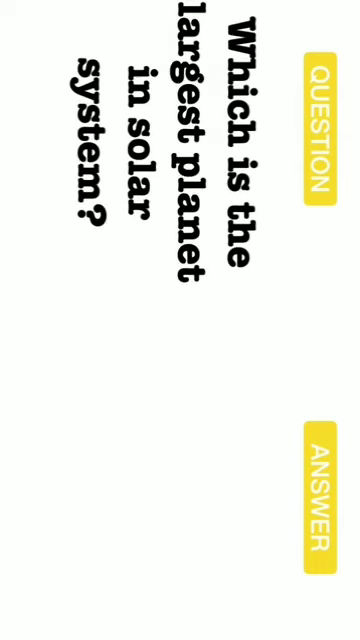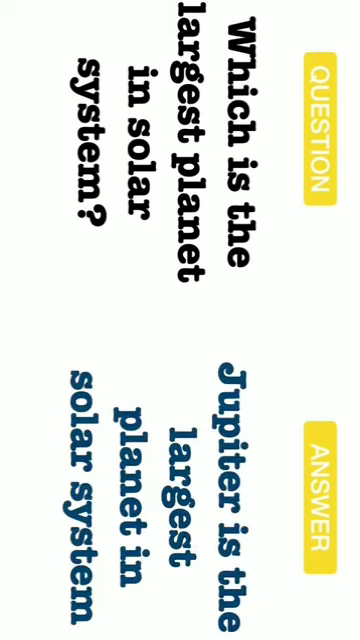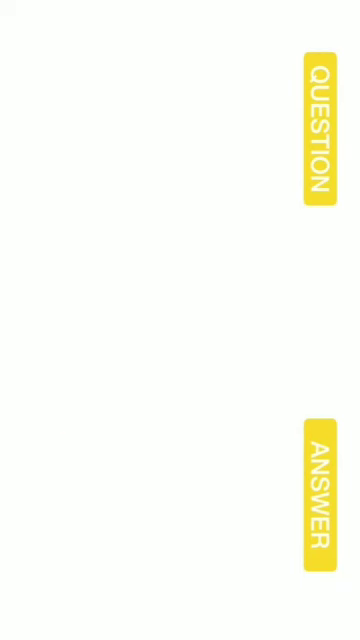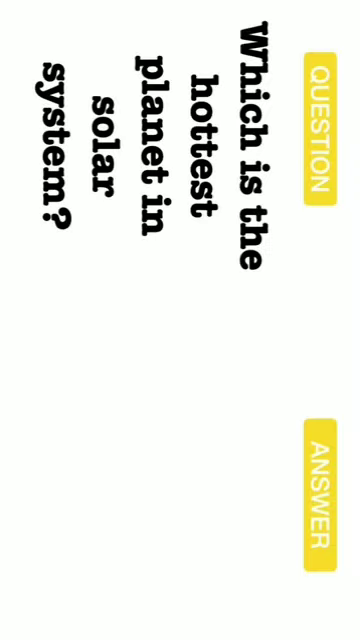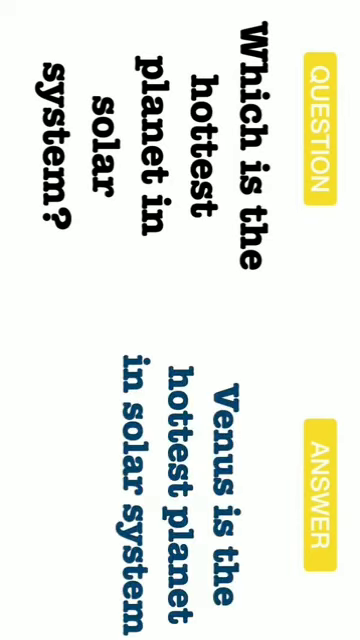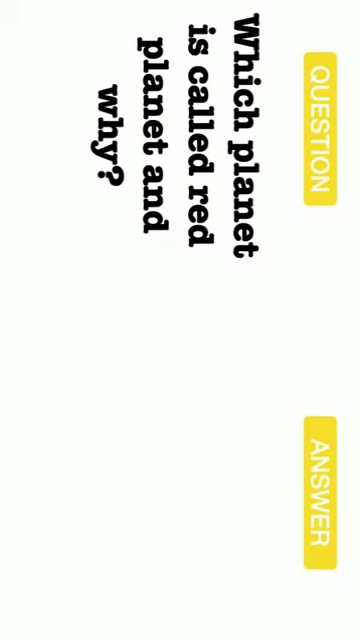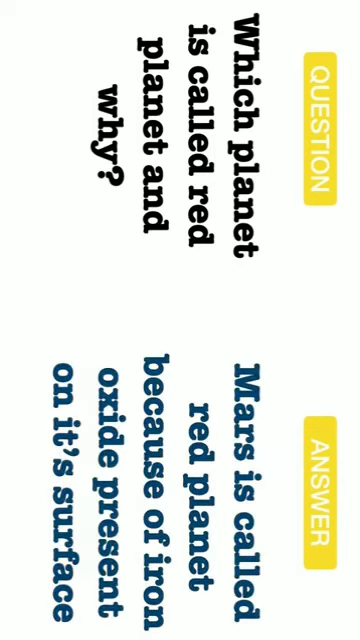Which is the largest planet in solar system? Jupiter is the largest planet in solar system. Which is the hottest planet in solar system? Venus is the hottest planet in solar system. Which planet is called red planet and why? Mars is called red planet because of iron oxide present on its surface.